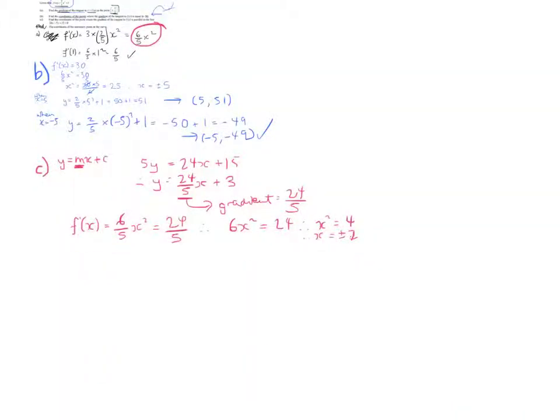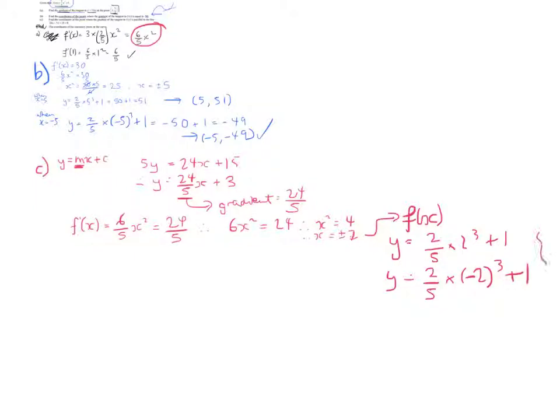Okay, and then you substitute these two values of x into f of x to find y. So one of the y values will be y is 2/5 times 2 cubed plus 1, and the other one is 2/5 times minus 2 cubed plus 1, and I can't be bothered to do them, but you know, in the exam you would work out what they are.